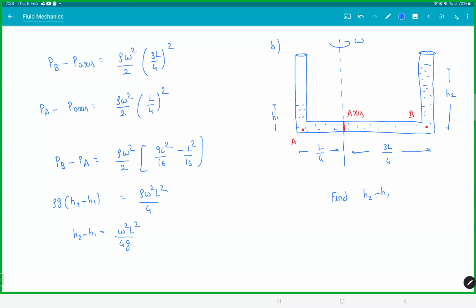Clear, everyone? So remember, you can't use the formula directly from A to B. It always has to be from the axis, or you have to change the limits. Clear? This is again one type of model. Next one. Turn the page.